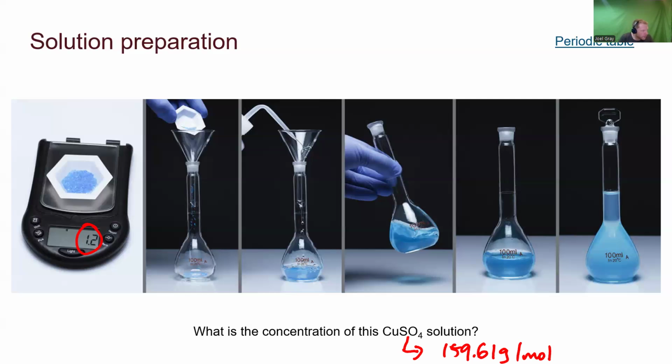Okay, so 159.61 grams per mole. We have 1.2 grams. So tell me, in terms of a mole, more, less, exactly. Do we have more than a mole? Do we have less than a mole? Or do we have exactly 1 mole if we have 1.2 grams? DDA, you're right. We have less than a mole. We have a lot less than a mole.